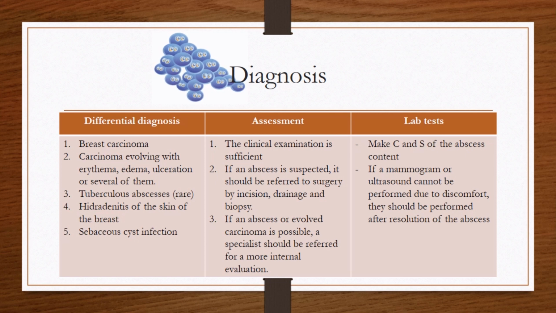If an abscess is suspected, it should be referred to surgery for incision, drainage and biopsy. If an abscess or evolved carcinoma is possible, a specialist should be referred for a more in-depth evaluation. Lab tests: culture and sensitivity of the abscess content. If a mammogram or ultrasound cannot be performed due to discomfort, they should be performed after resolution of the abscess.